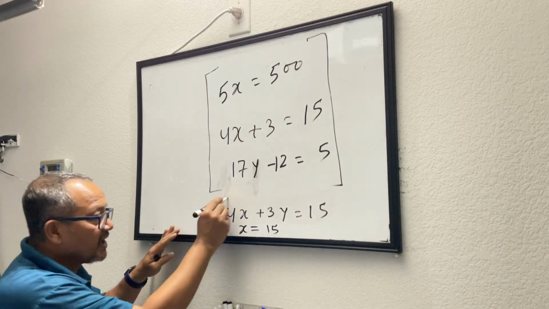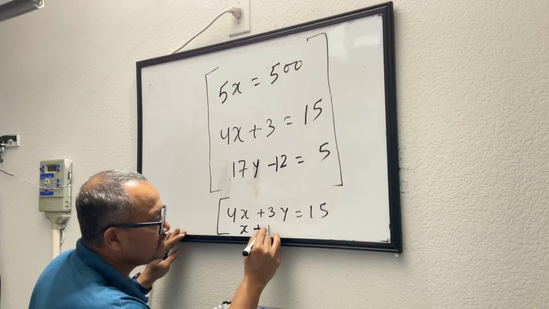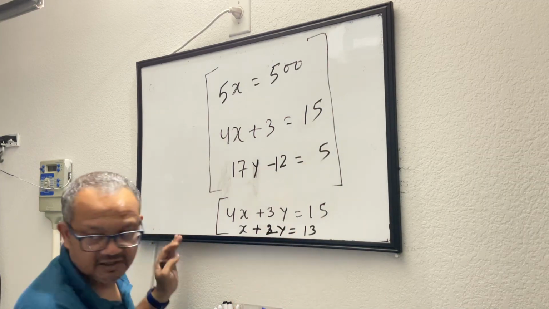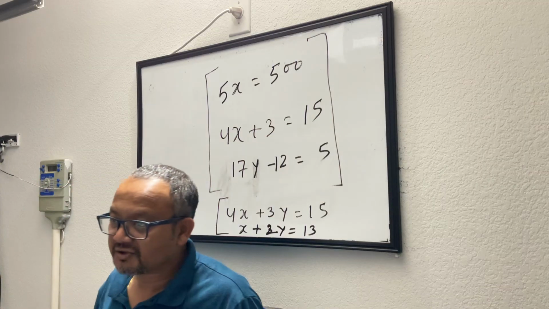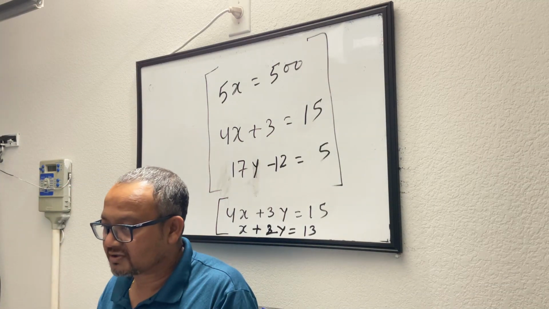So the simple takeaway is, if you need to solve for two variables, you need two equations. If you have to solve for three variables, you need three equations. If you need to solve for four variables, you need four equations.